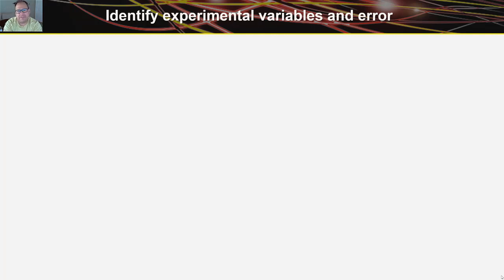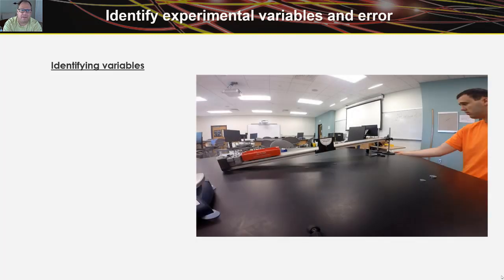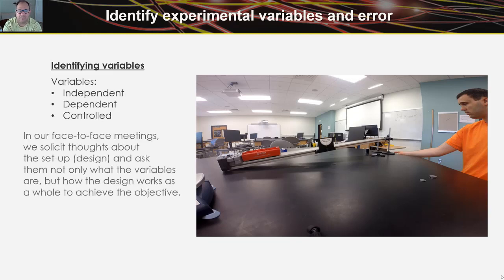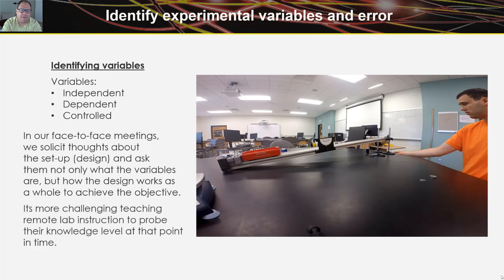Going into that phase now where they're looking at the experiment and studying the design, identifying variables is very important in the lab. Which ones are dependent, independent, and controlled. In our face-to-face meetings, we're able to walk around the room and probe them, ask them questions about the design. But it's hard and challenging to do that remotely.